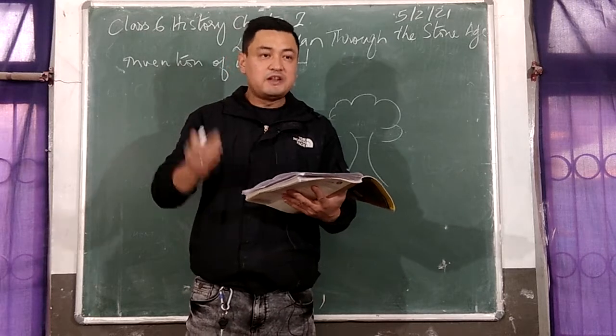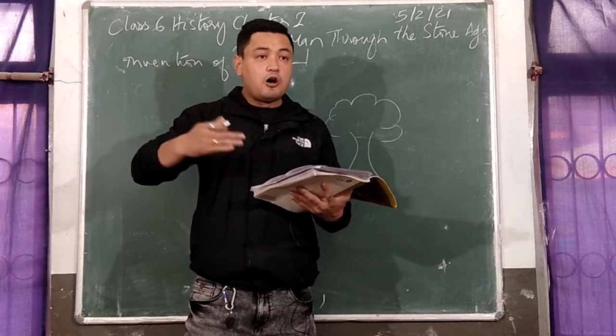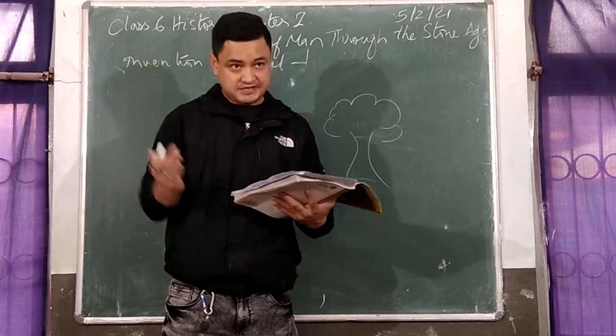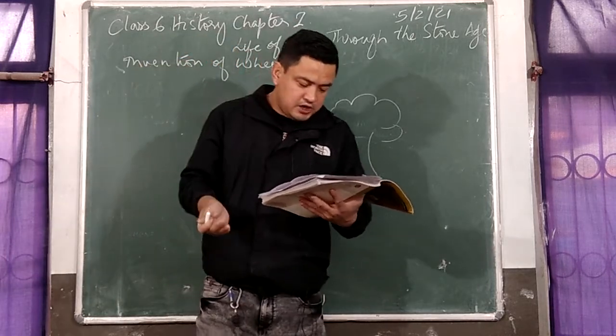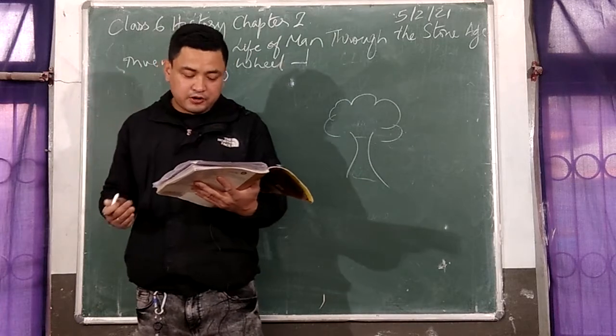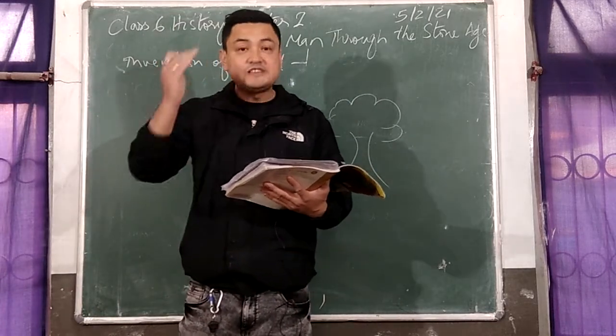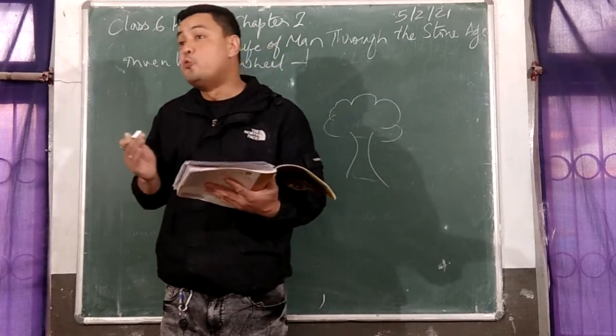When he cut down the tree, the log was round in shape. It might have fallen down from a height or from a hill. When he cut the round trunk of the wood, it might have rolled down the hill, and this gave him the idea of the wheel.